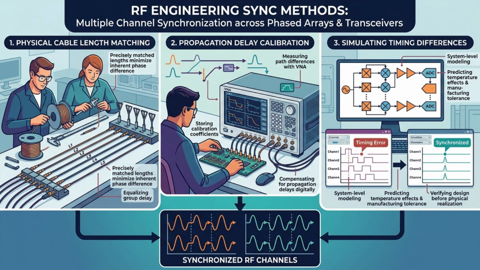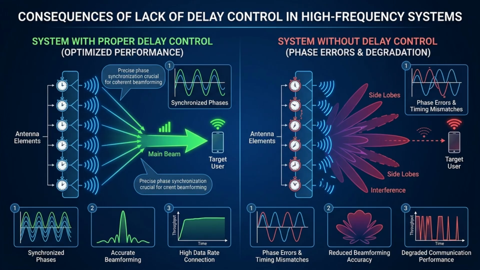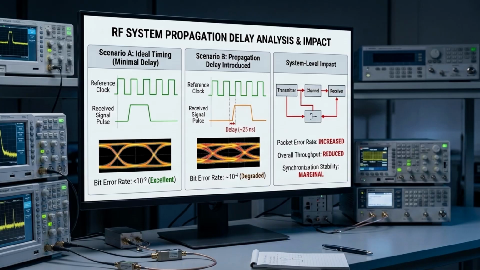RF engineers carefully match cable lengths, compensate for propagation delays during calibration, and simulate timing differences to maintain synchronization across multiple RF channels. Without proper delay control, high-frequency systems may suffer from phase errors, reduced beamforming accuracy, timing mismatches, and degraded communication performance. Understanding propagation delay helps engineers predict not only when an RF signal arrives, but also how its timing affects the performance of the entire system.